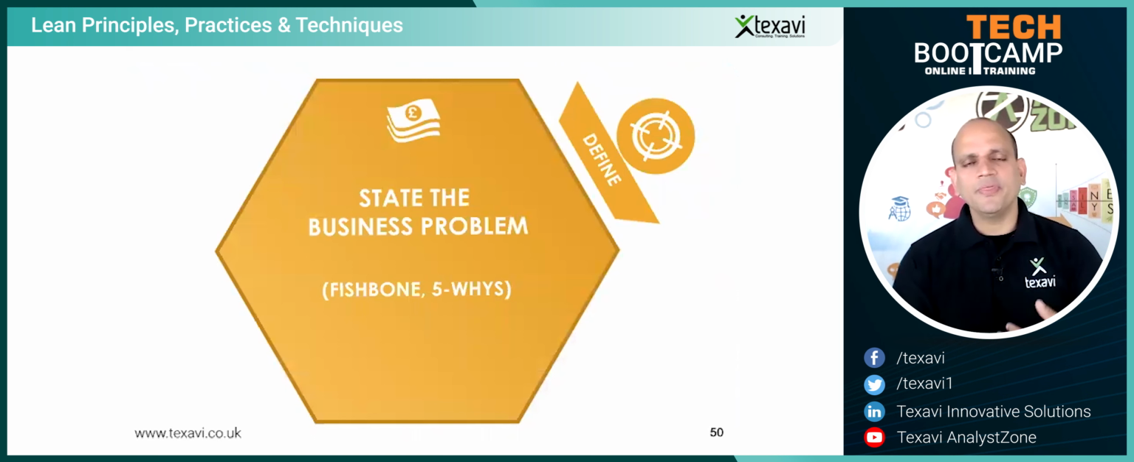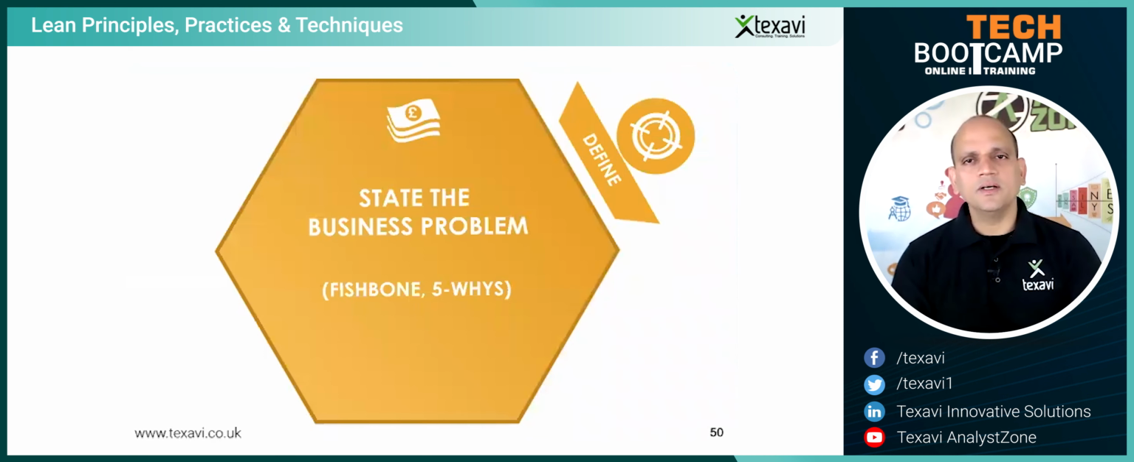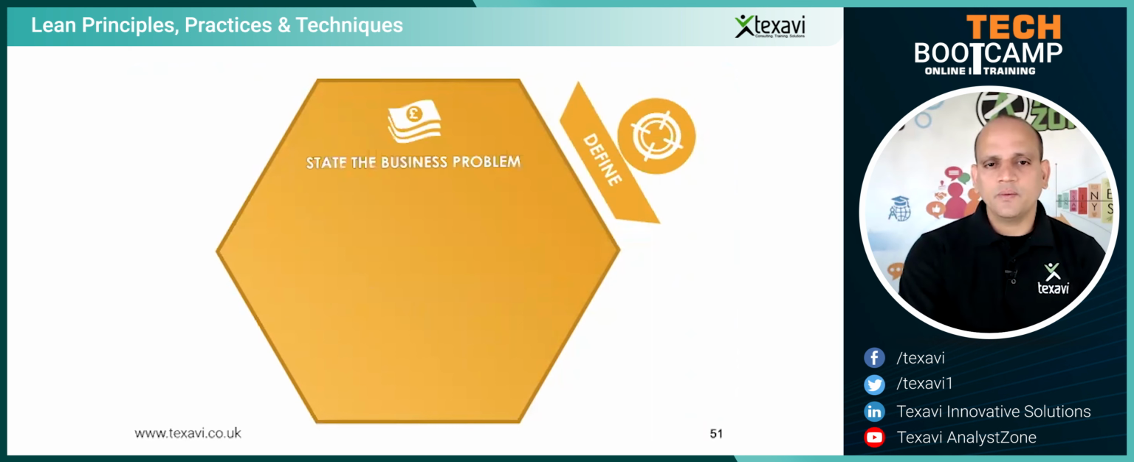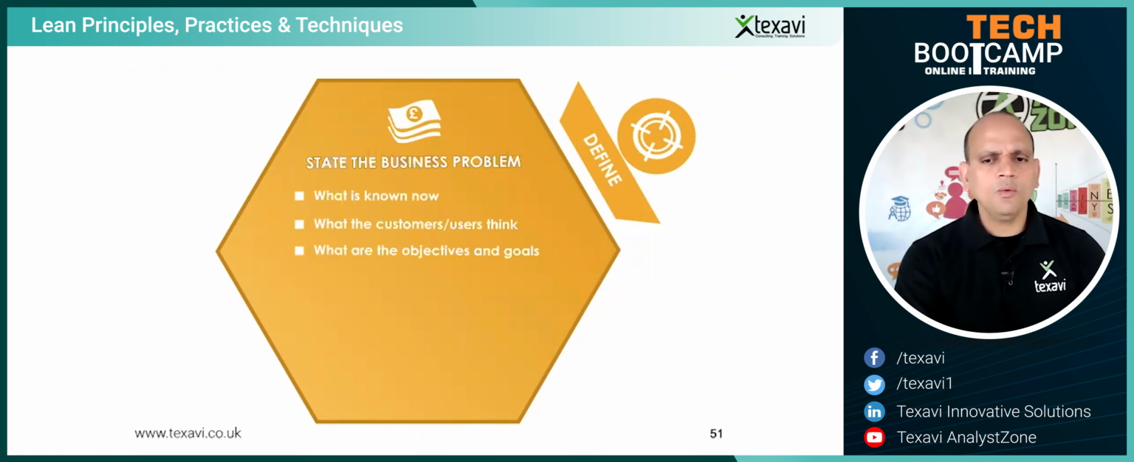You state the problem in a way that is affecting the customers or users, the real stakeholders, not for yours or mine, but for whoever has got the problem. And that's where the fishbone diagram we have just seen, or the 5 whys, Ishikawa, root cause, all of these different techniques would really help us get to the right problem, the business problem, or the problem statement. What is known now, what the customers or users think, what the people who have got the problem are thinking, what are the objectives and goals, what are the constraints that we're operating in, what is in, what is out, the scope.